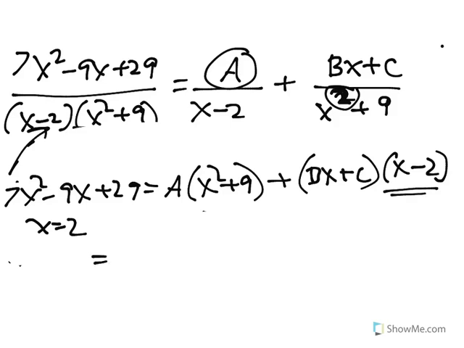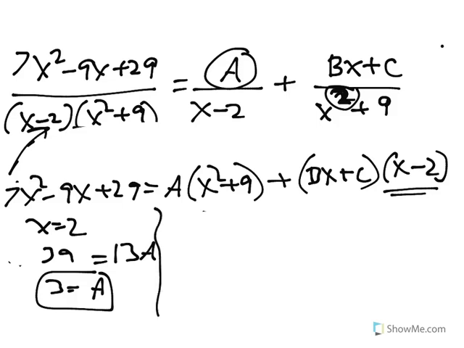And we would end up with, the right side would be a times 2 squared plus 9, which is 13a. And the left side would be 28 minus 18, which is 10, plus 29 is 39. And a would be 3. So we can get one of the answers pretty easily with convenient values. But for the others, I'm going to actually multiply through and see what happens if I go to equate the coefficients.